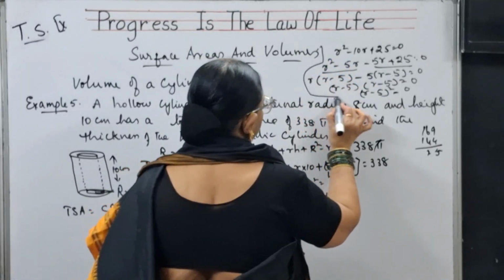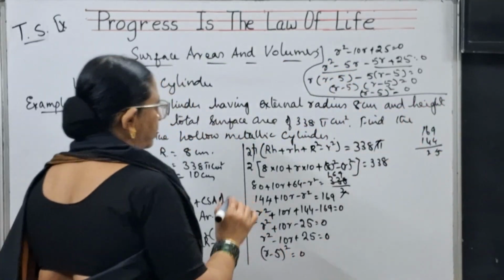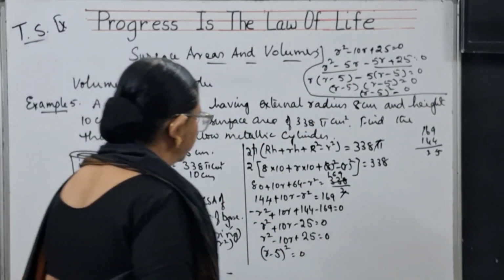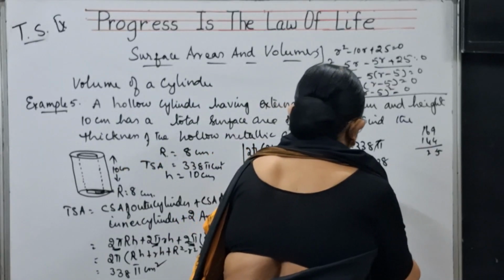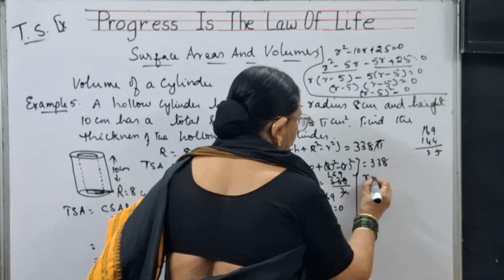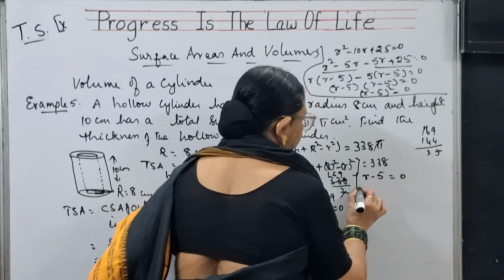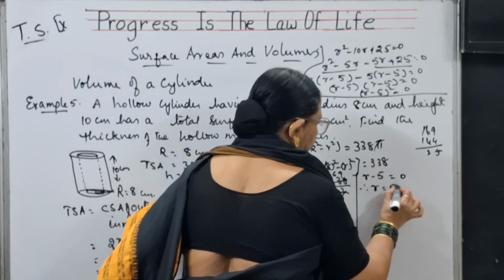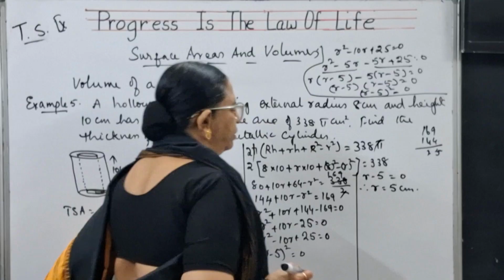This is the rough work that I have done for these children. r minus 5 whole square is equal to 0 means, what is r minus 5? r minus 5 is also equal to 0. Therefore, small r is equal to 5 centimeters.